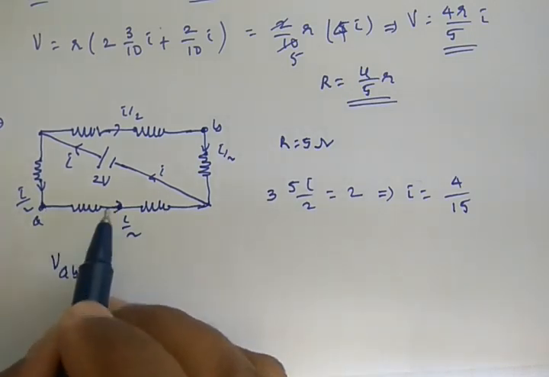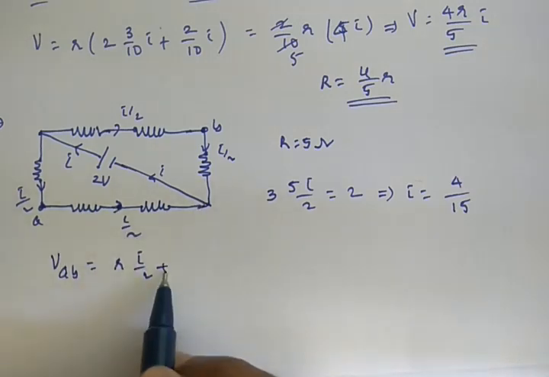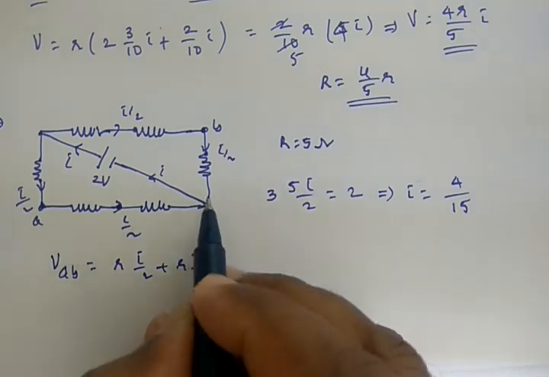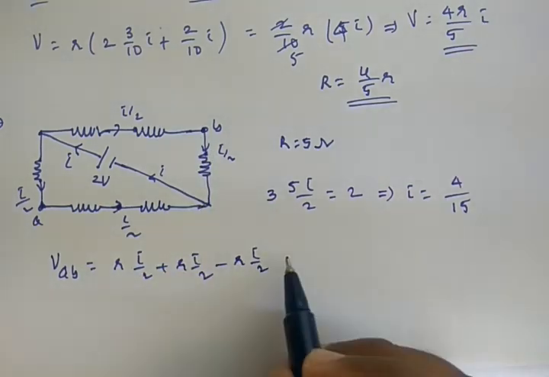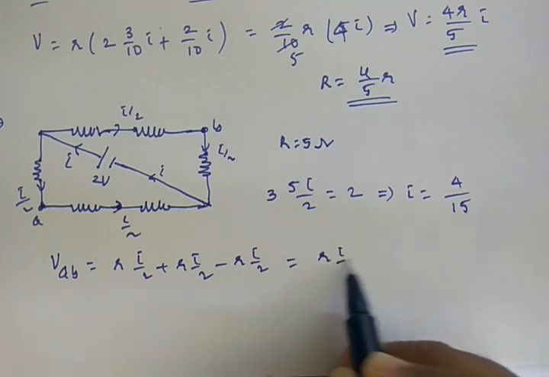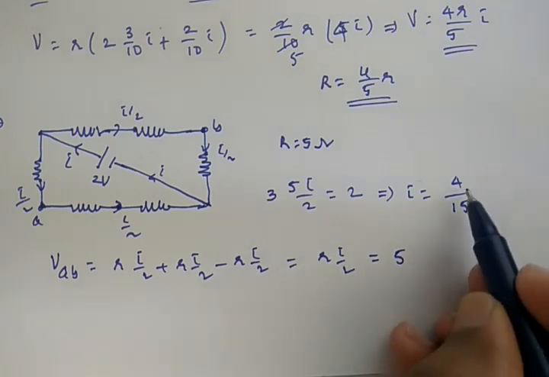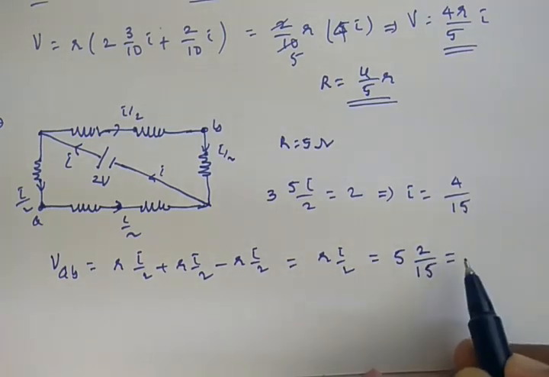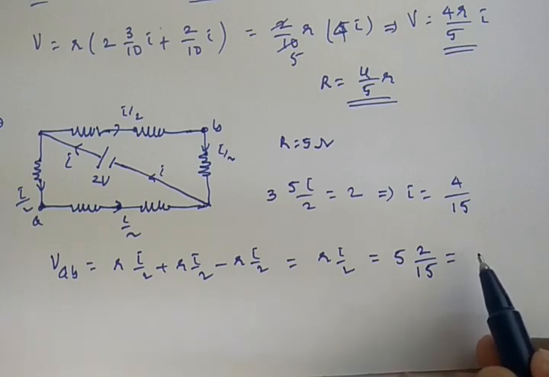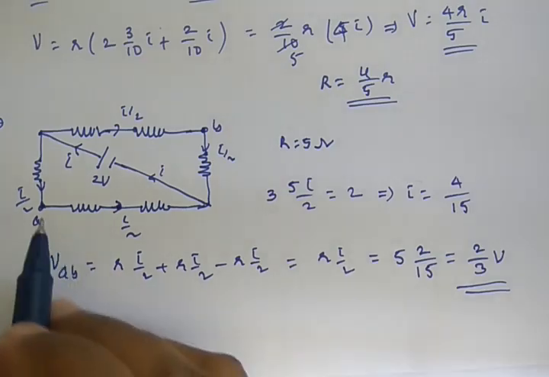the voltage across this one is R into I by 2, the voltage across this one is also R into I by 2. Then the voltage across this one is minus R into I by 2. So that equals R into I by 2. So R is 5, then I by 2 is this part, that is 2 by 15. So the answer will be 2 by 3 volt. This is the voltage across A and B.